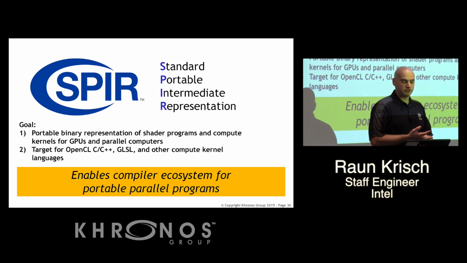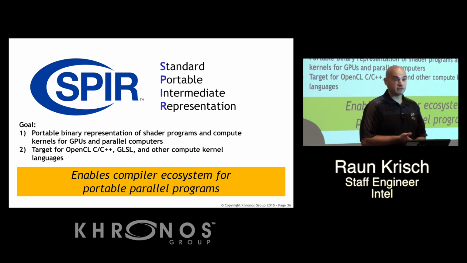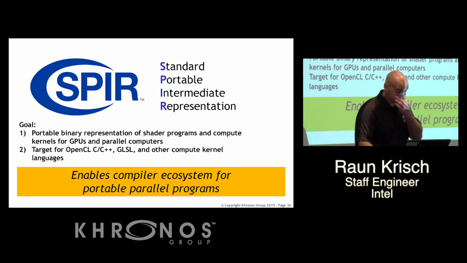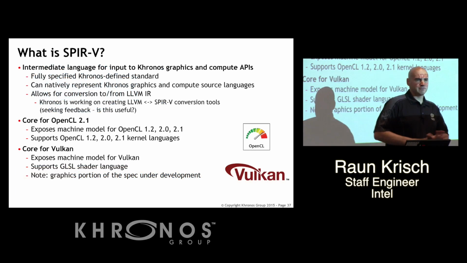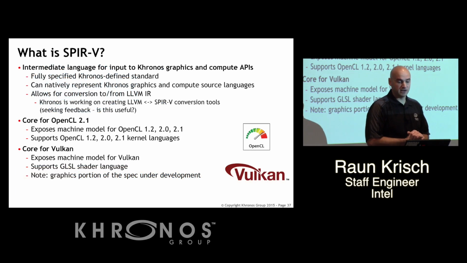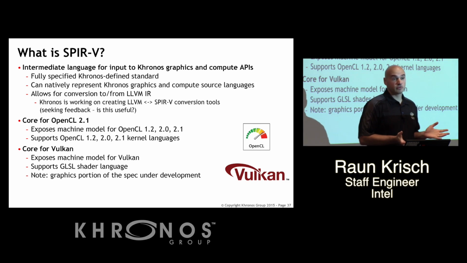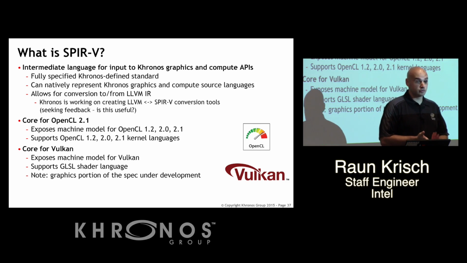We also start introducing other APIs, such as Vulkan, that's being previewed this week. And with Vulkan, you also get GLSL support in addition to OpenCL-C and OpenCL C++. So, like we've kind of hinted at over the last half hour or so, SPIR is an intermediate language for the Khronos graphics and compute APIs. So it is a fully specified Khronos standard.